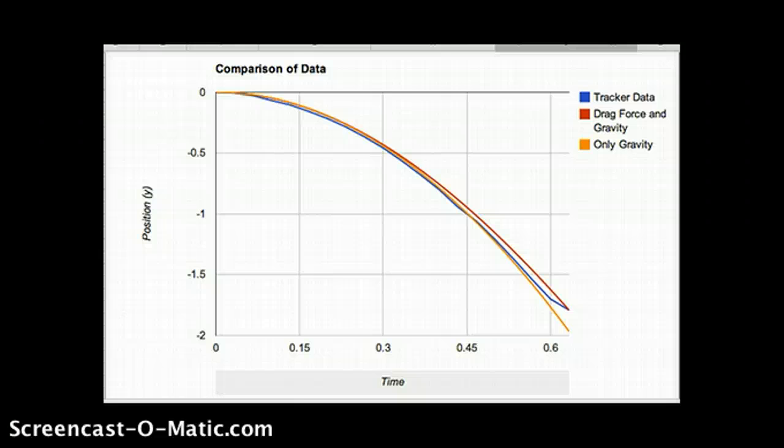Now, the discrepancies between the red line and the blue line could be accounted for by the fact that my tangerine didn't fall completely straight down, or that the constant I used for B might not have been as accurate or as close as it could have been.